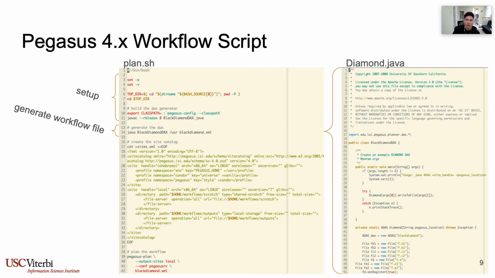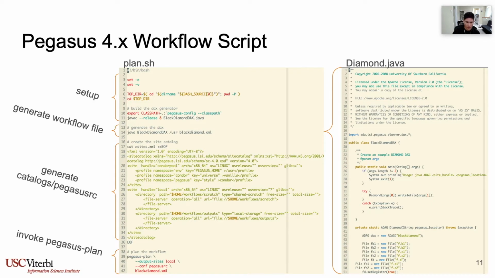So there's another file that this script is referring to, which you see on the right here, to generate our workflow. After that, you're going to generate your catalogs. Here we're just generating the site catalog. You can also generate your transformation catalog and replica catalog if they don't exist as separate files. And you can create a Pegasus RC file as well for configuration settings. And then last, at the end, you would invoke Pegasus plan, and you would plan and then potentially run your workflow using all these files that you've generated.